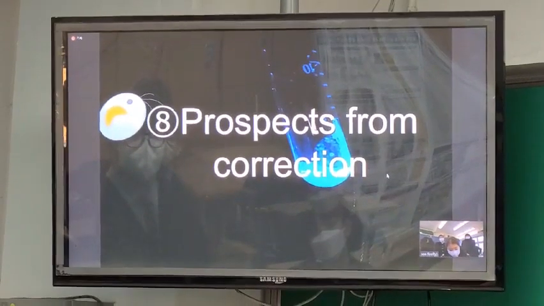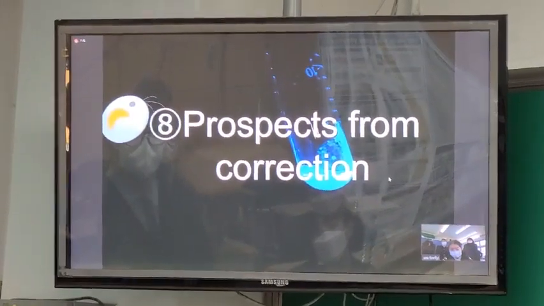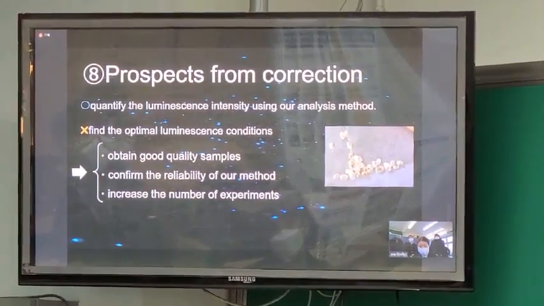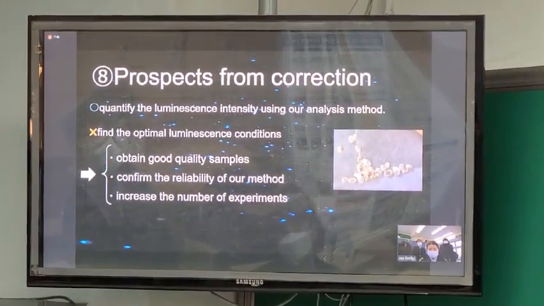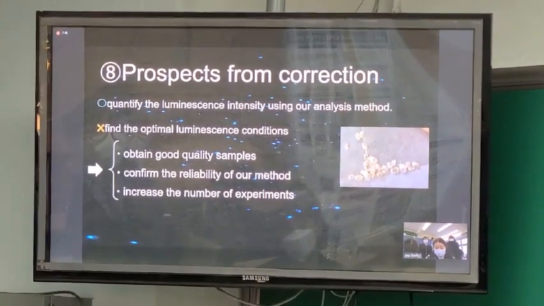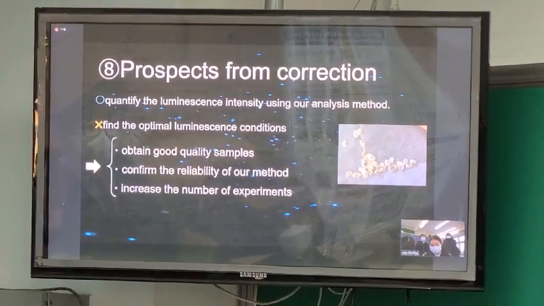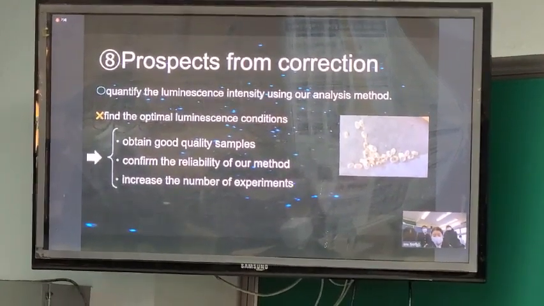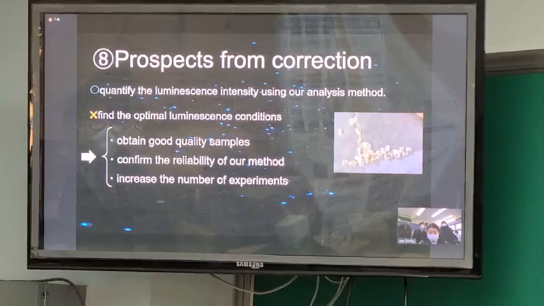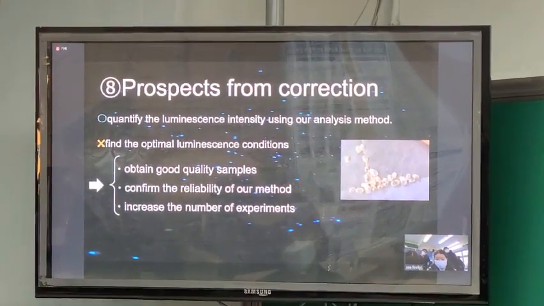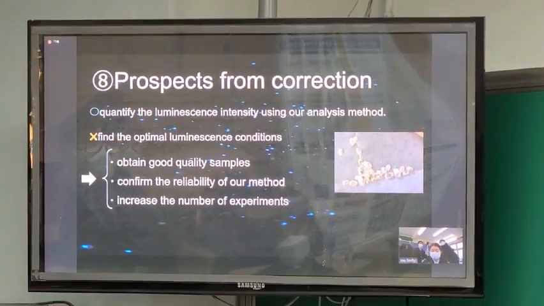Number 8, prospects from correction. We were able to quantify the luminescence intensity using our analysis method. However, we were not able to find the optimal luminescence conditions. So, we would like to change and establish the sample preparation method first. Then, we would like to continue the experiment.